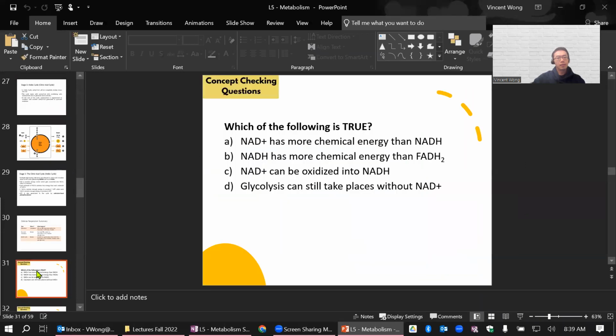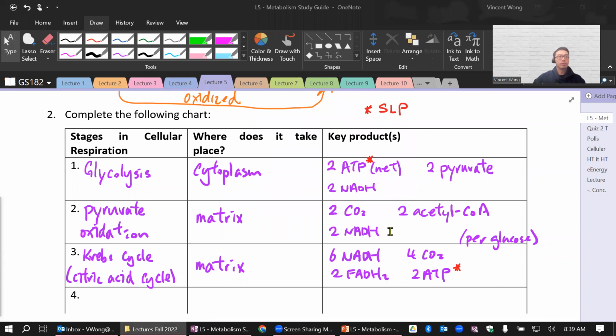So there's no ATP in pyruvate oxidation. It's just in glycolysis and the citric acid cycle. That's right. There's no direct ATP production. You're not making any of it, even though we generate NADH, which will eventually be used to make ATP, right? So that's why I keep saying it's not direct ATP production. You will indirectly make ATP. Does that make any sense? All right. Thank you.